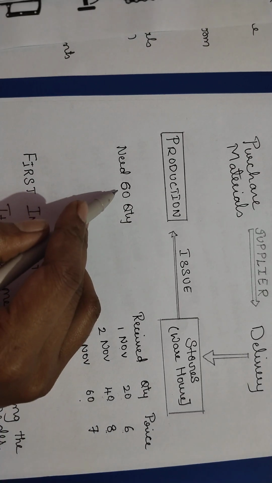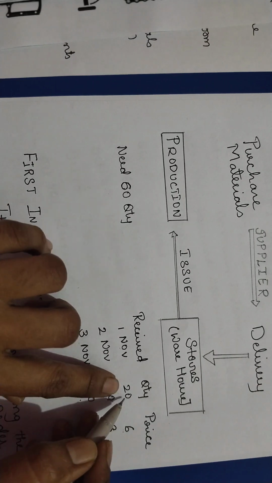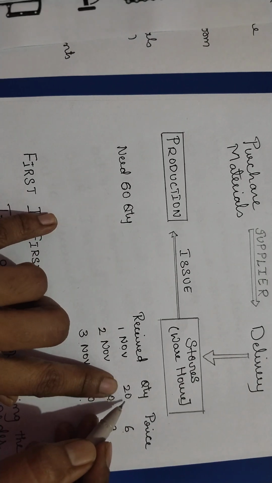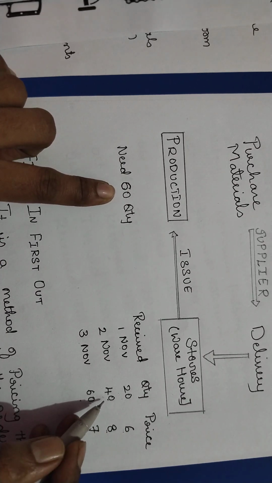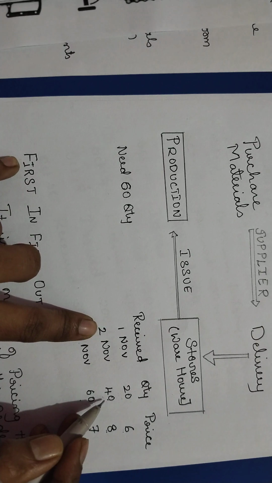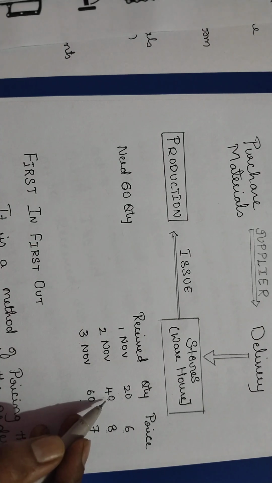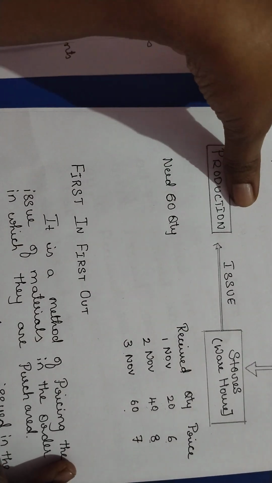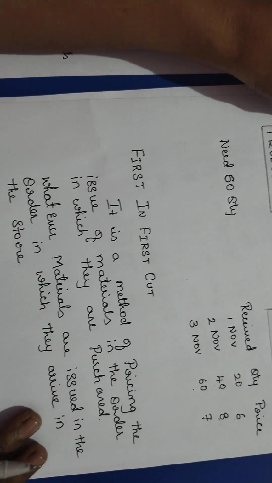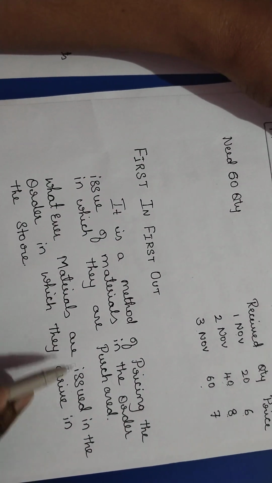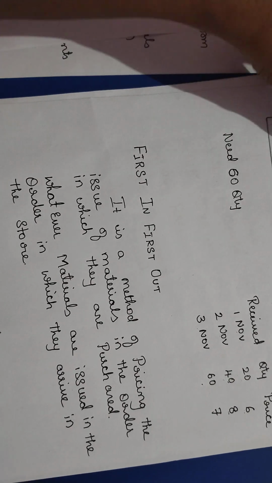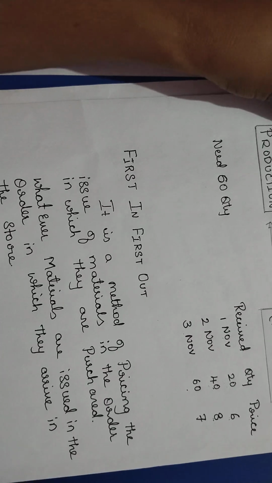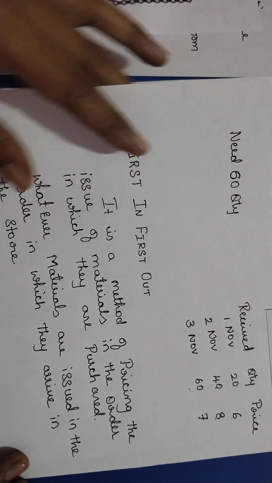Example, here 60 they have requested. How much do you have on 1st November? 20 units. So you are issuing 20. The remaining balance 40 you are issuing from the next transaction, next receipt. Okay, so this is one simple definition also we have: whatever material is issued in the order in which they arrive in the stores. The order in which they are arriving, in the same order you are issuing. So we'll understand by solving one problem.